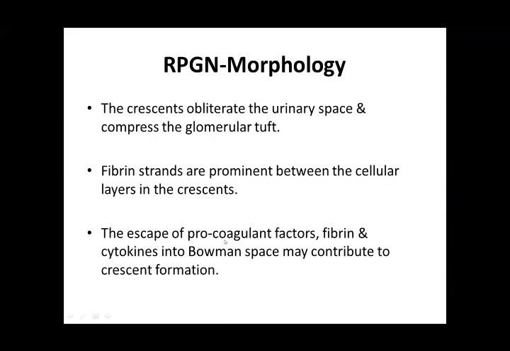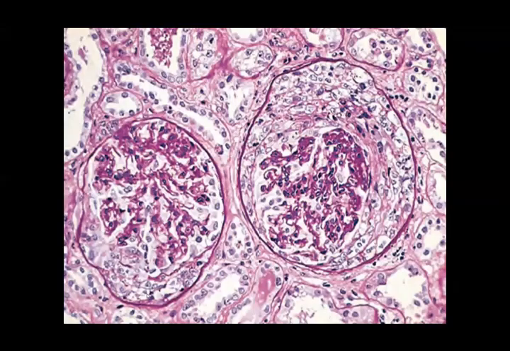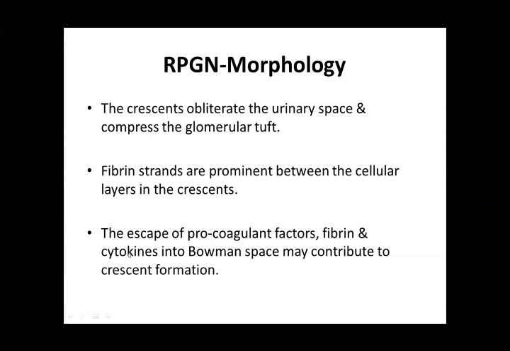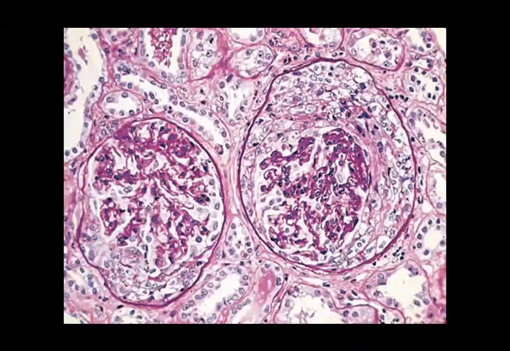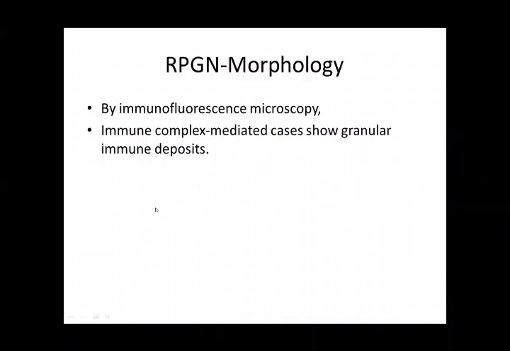And procoagulant factors, fibrin and cytokines escape into Bowman's space. All of these are irritants. The fibrin strands are irritants, cytokines are irritants, and procoagulant factors are all irritants. They cause proliferation of the parietal layer of Bowman's capsule, which causes compression on the tuft of the glomerulus.